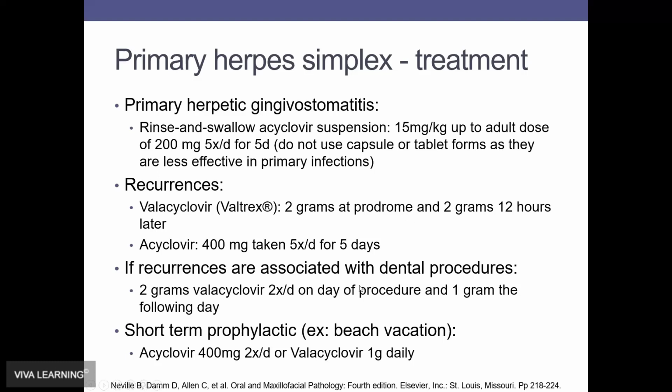If recurrences are associated with dental procedures, you can take 2 grams valacyclovir twice a day on the procedure day, 1 gram the following day. If you have a patient that says, hey, doc, I'm going on a cruise and I know that I get a cold sore whenever I go on these cruises, is there anything you can do for me? You can give a short-term prophylactic, acyclovir 400 milligrams BID or valacyclovir 1 gram daily.